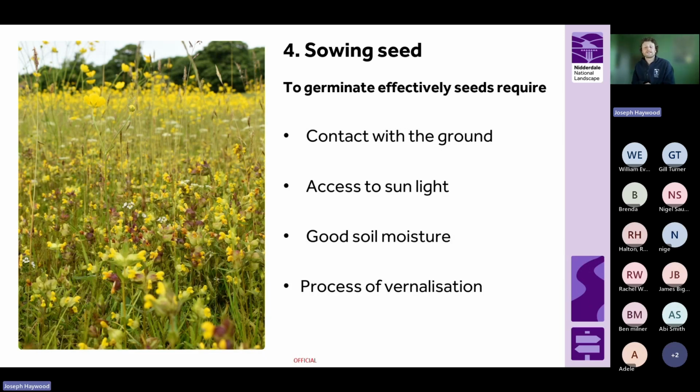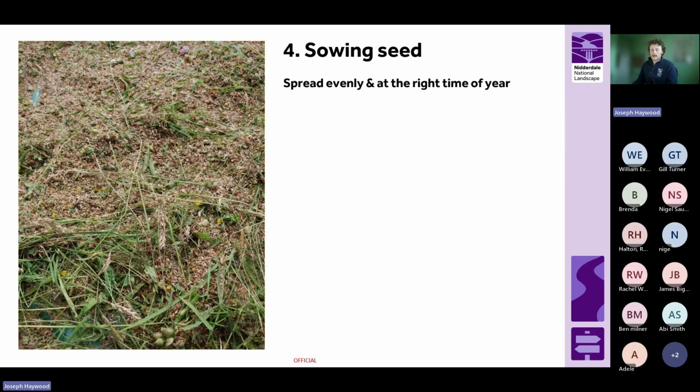And the process of vernalization helps seeds break their dormancy and allows them to break out of their seed coating. Vernalization in some instances can be fire, but in this instance it's a period of cold and then a period of warm after that. So if you're sowing in October, you've got that period of cold over winter, and when spring starts again, you're getting a period of warm, and that's when your seeds are going to be able to break the dormancy and germinate. So it's important to spread evenly and at the right time of year.